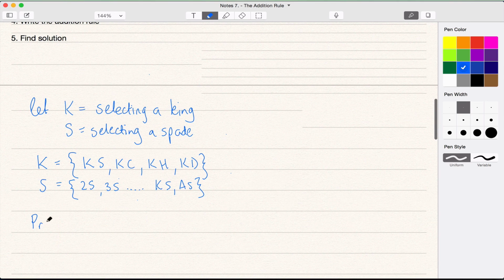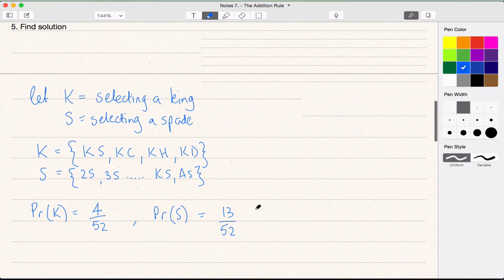So we can now write out the probabilities. Probability of selecting a king is how many kings are there in a pack? 4 out of 52. Probability of a spade is how many spades in a pack? 13 out of 52. And you could simplify this, but I'm going to leave it as over 52, and you'll see why in the next step.